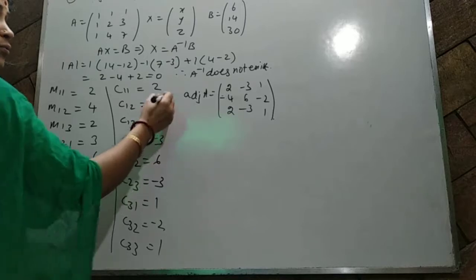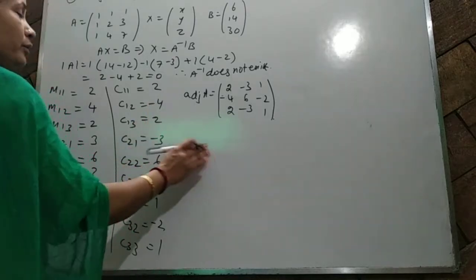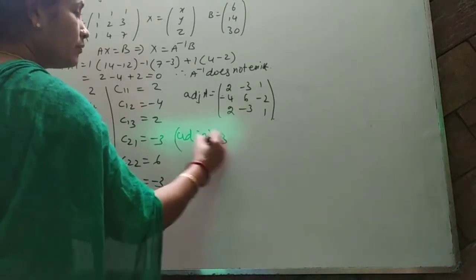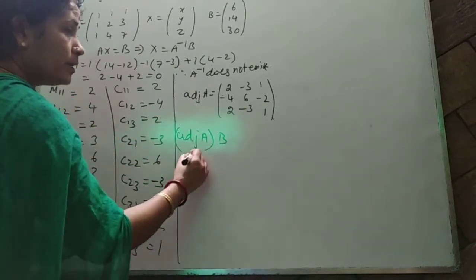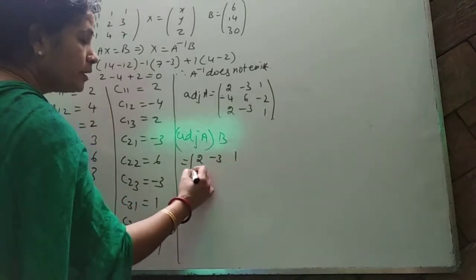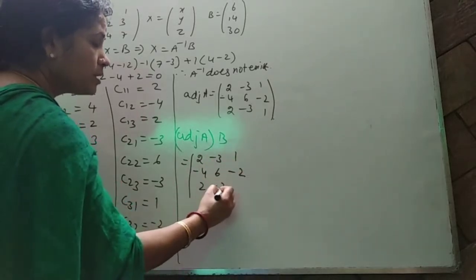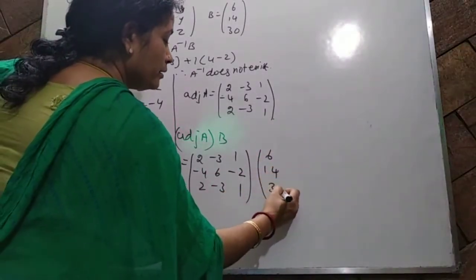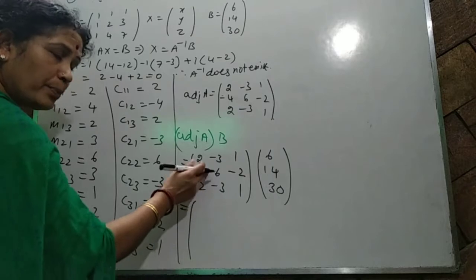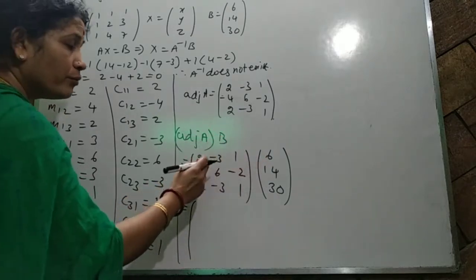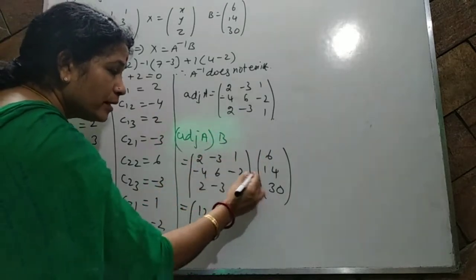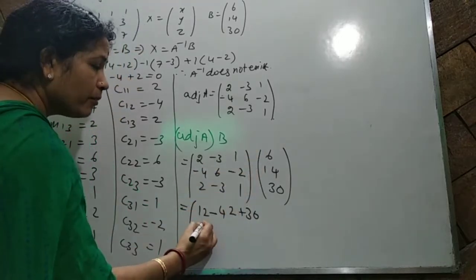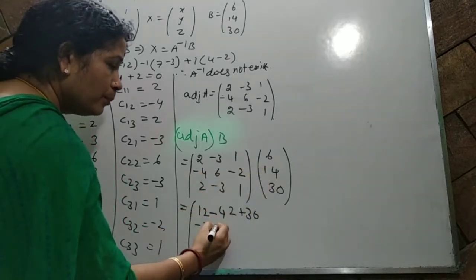Okay, fine. Now we will find adjoint of A into B. What I told you, you have to find adjoint of A into B. The adjoint matrix is 2 minus 3 1, minus 4 6 minus 2, 2 minus 3 1, into the B matrix. The B matrix is 6, 14, and 30. If I do the calculation, depending on this result we will move forward. That is 12 minus 42, and then we get minus 24, and then plus 42.